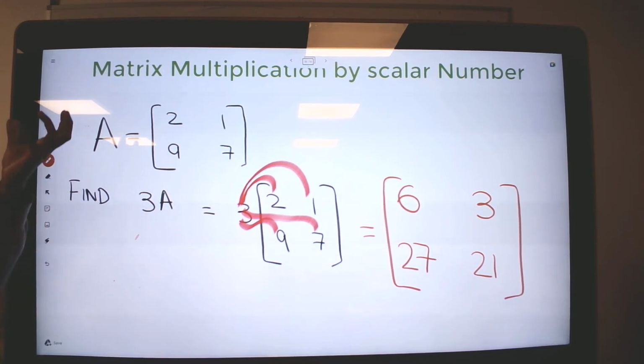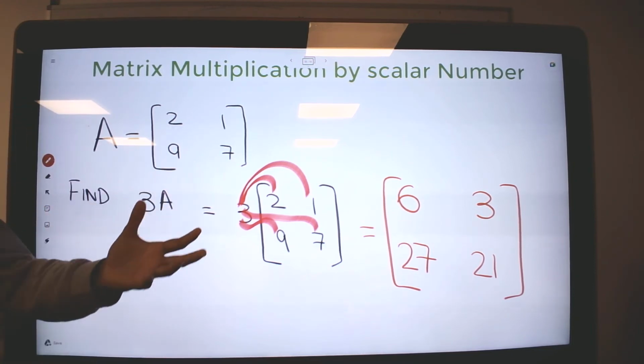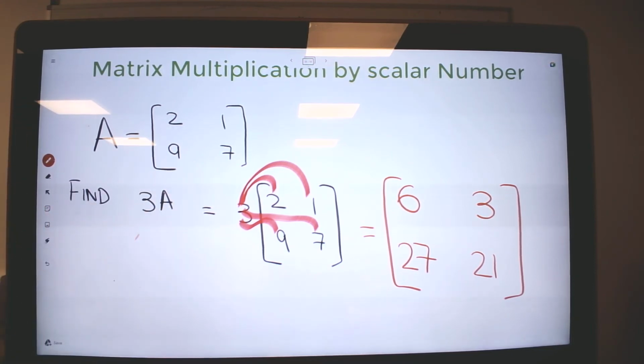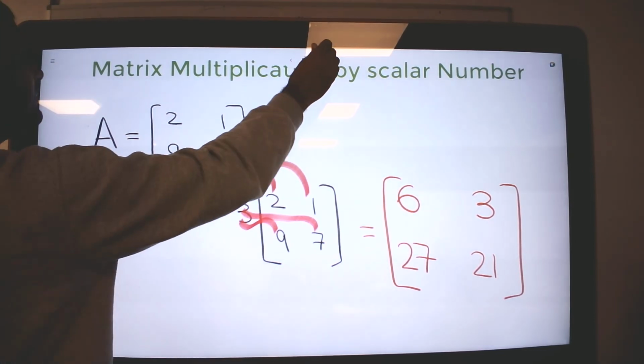If it's a fraction, you multiply the fraction. 1 over 2, you multiply that 1 over 2. It can be a fraction, it can be numbers, it can be anything. Okay, any questions so far? Next one.